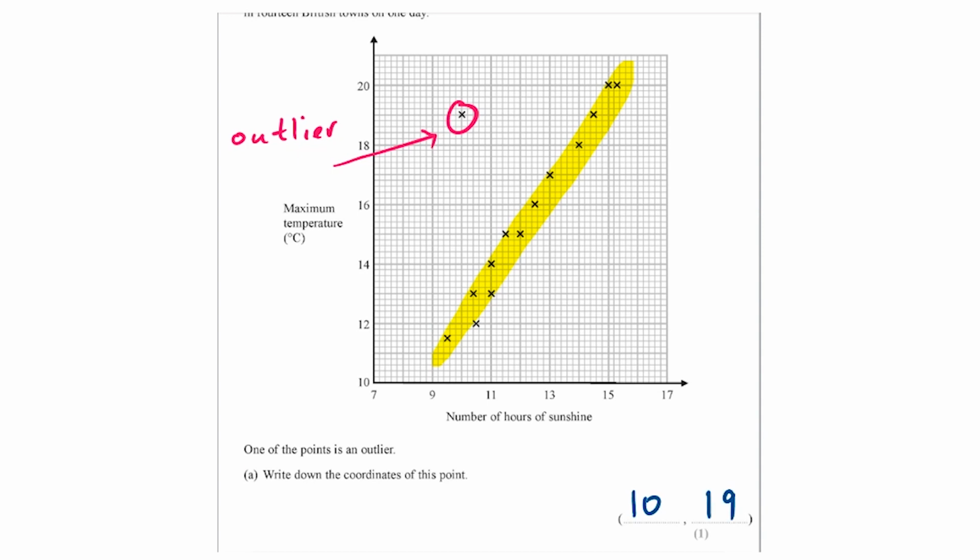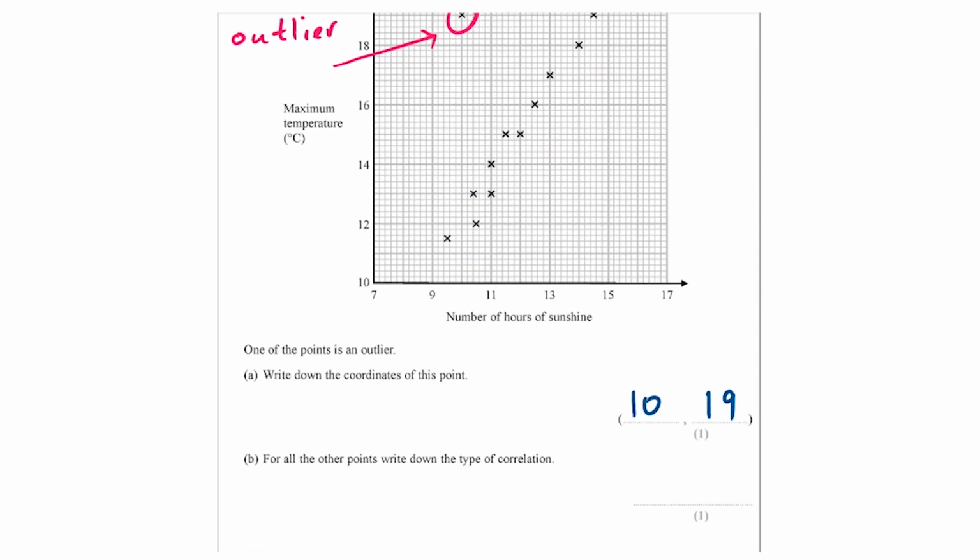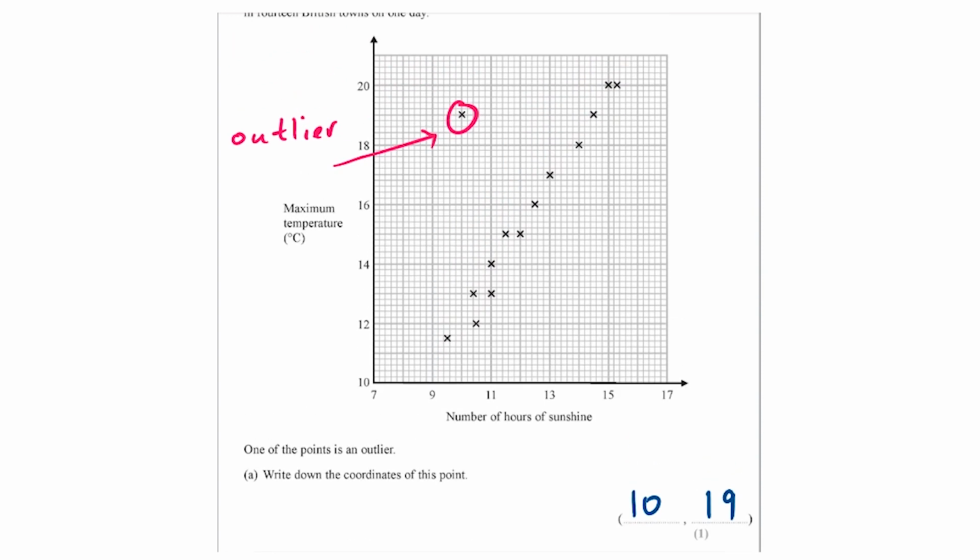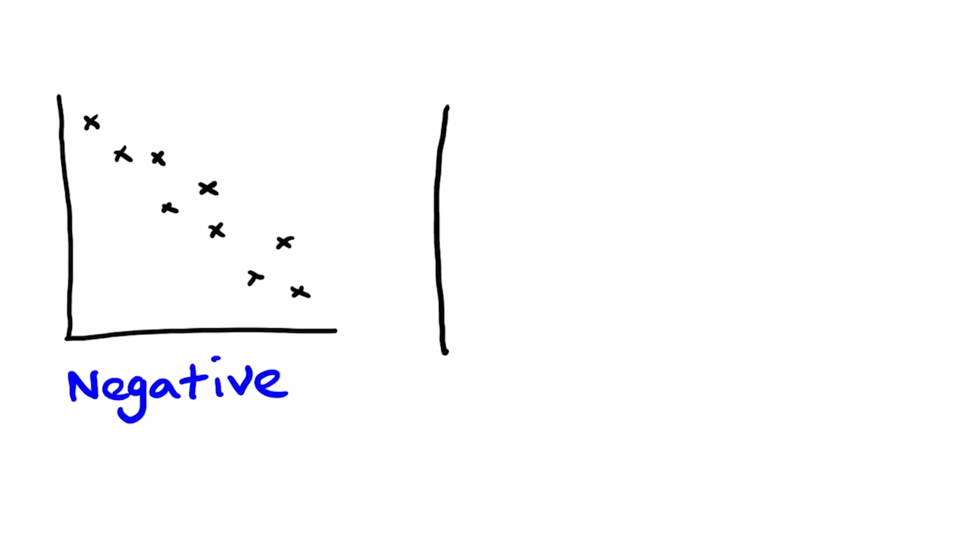Don't forget, when you're writing coordinates, it's the one on the horizontal axis, the x-axis, going across, that you write first, and then the one on the y-axis. In this case, it's the axis with the temperature on, the going up axis, that you write second. So 10, 19. The second part, B: for all other points, write down the type of correlation. So when we have that trend going up from the bottom left up towards the top right like that, we say that is positive correlation. If it was going down the other way, sloping down like this, we call that negative correlation. And sometimes the points are just scattered around.